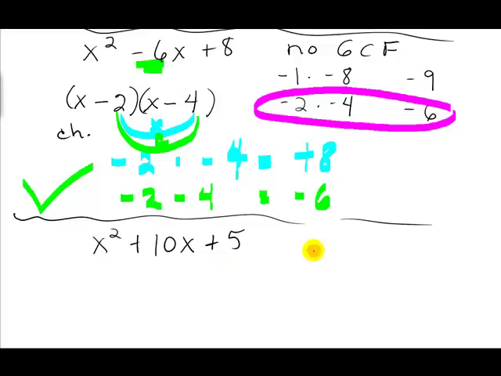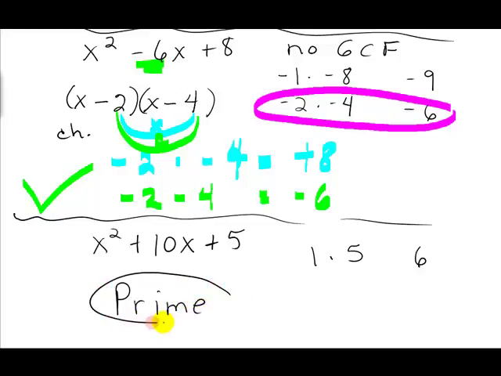The factors of 5, 1 times 5. When I add that up, I get a 6, but that's not what's in the middle. So occasionally, you will have something that cannot be factored. It's prime. Cannot be factored. This will be a rare answer on your homework.